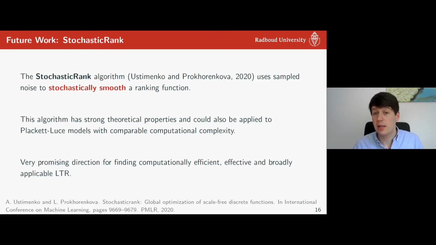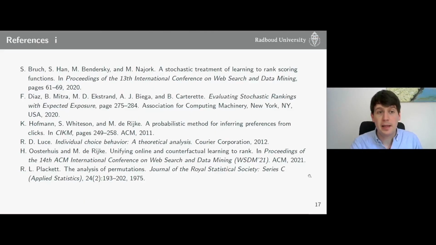What's very promising here is that we now see multiple methods being developed independently that are both computationally efficient, effective, broadly applicable to learning to rank, and have a stochastic sampling-based approach that gives you unbiased gradients. It could be that in a couple of years this becomes the main way of doing learning to rank, which would be very interesting.